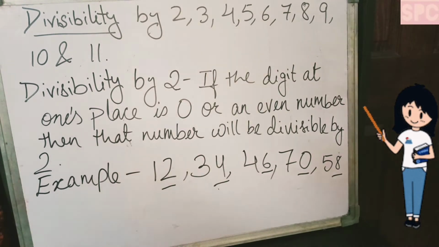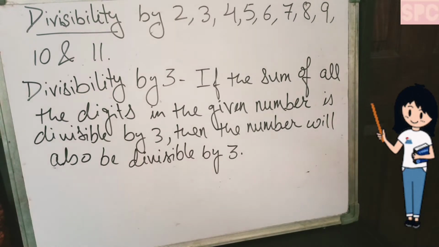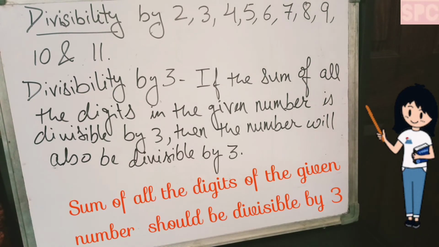Now let's check the divisibility by 3. If we want any number to be divisible by 3, then in that case we just have to check if the sum of all the digits in the given number is divisible by 3 or not. If the sum of all the digits in that particular number is divisible by 3, then the number will also be divisible by 3. Let's check this with the help of an example.